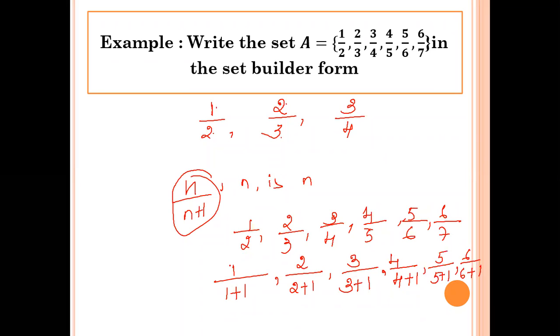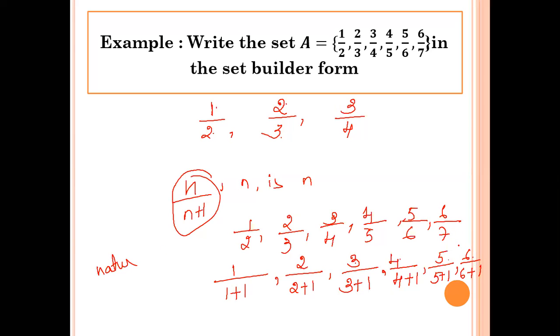Okay, now you check the numerators. What are the numerators? 1, 2, 3, 4, 5, 6. What is the common property between these elements? Natural numbers. They are natural numbers. Good, yeah, they are natural numbers.